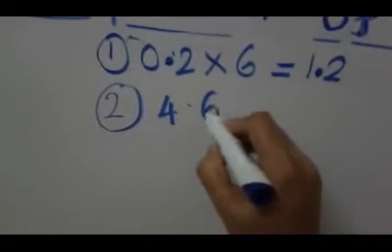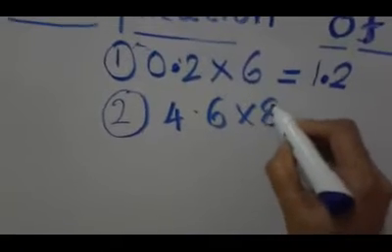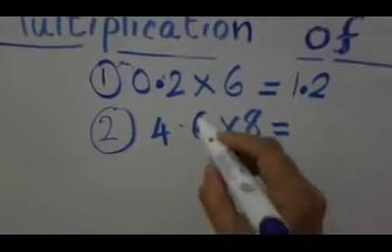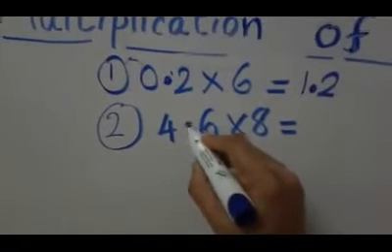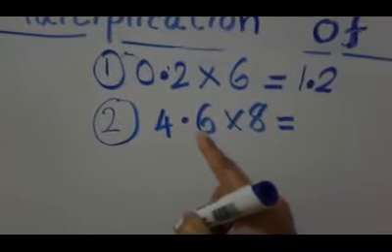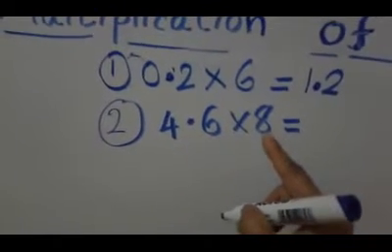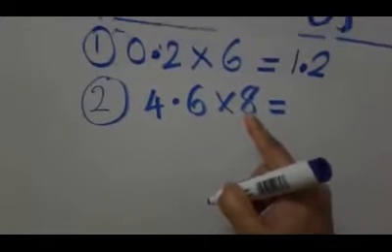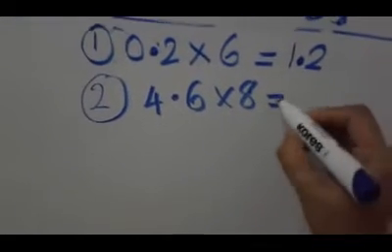4.6 multiplied by 8. What is our first rule? First ignore the decimal point and multiply the numbers. That is 46. You have to take the 4 and 6. That is 46 multiplied by 8. What is 46 multiplied by 8?